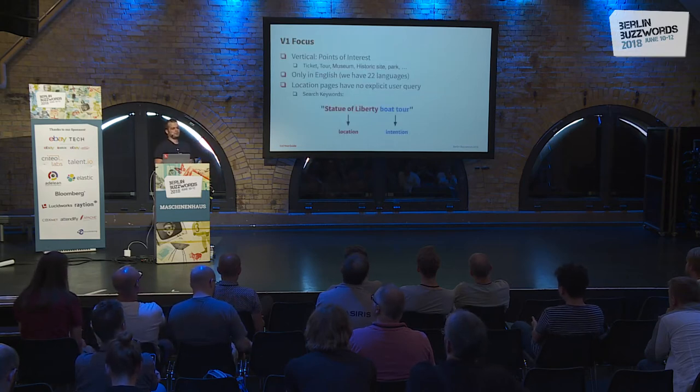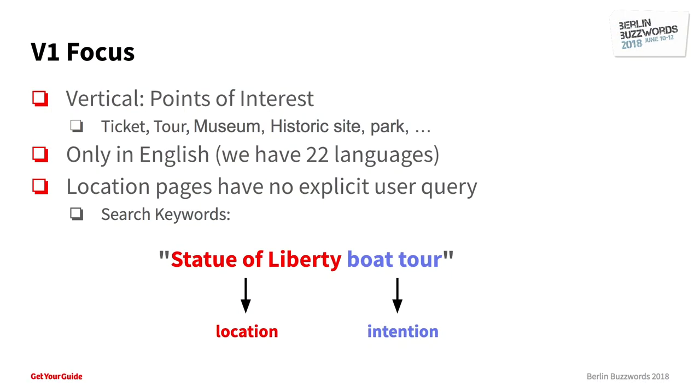To achieve this, we defined a focus, and the focus in this iteration was points of interest. We have many location pages, and then we have this concept of POIs, points of interest. It's something more specific than a city or an area. It's something like the Eiffel Tower, the Louvre Museum, or here in Berlin, the TV Tower. So we decided to focus on this vertical. We also have 22 languages on our website, but decided to focus on English to reduce the complexity of the problem.